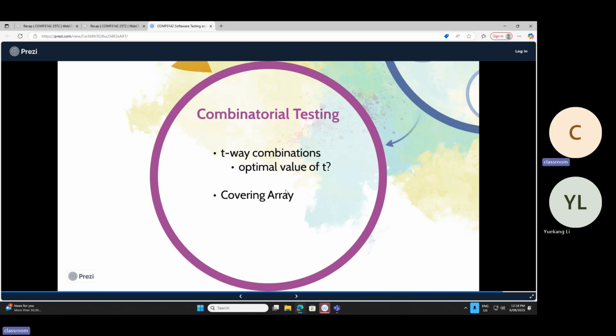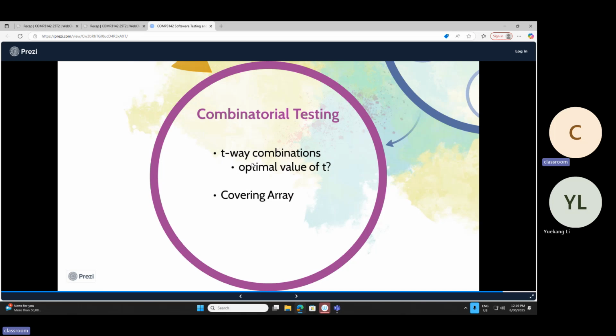So for most of the systems, two or three is enough. And another thing is when we create test cases based on these T-way combinations, we don't need to create a test case for every combination because some test cases can cover multiple combinations, right?